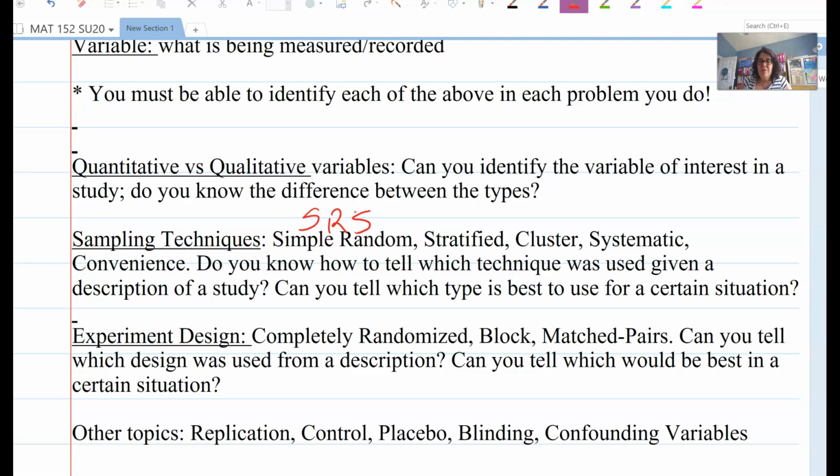Systematic, I think it's a very simple one: you choose the kth member of the data. Then convenience sampling, which we often apply, although it's not very desirable. It is about whichever sampling is convenient to you.